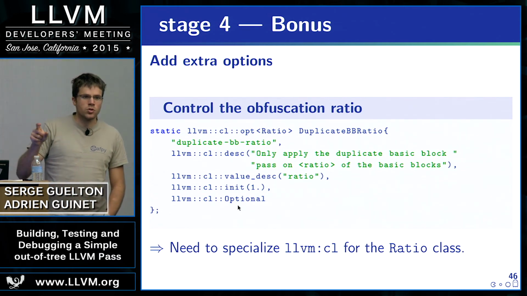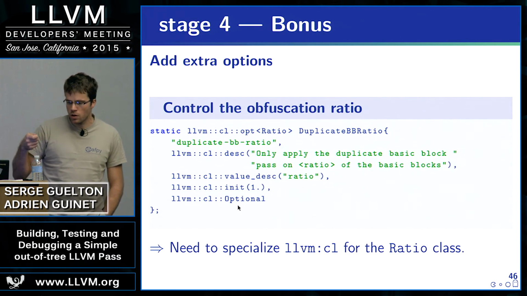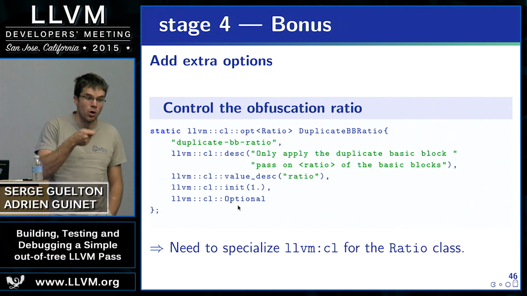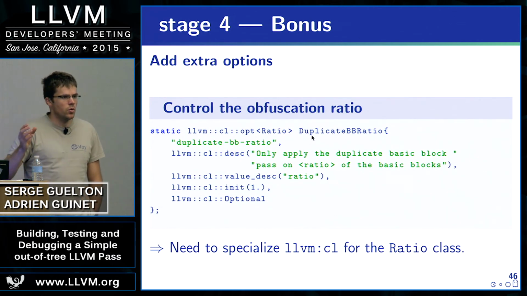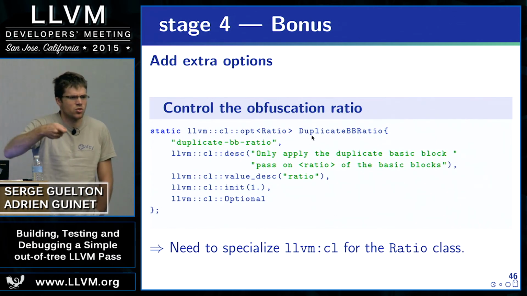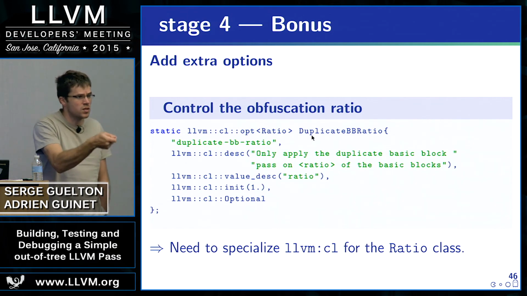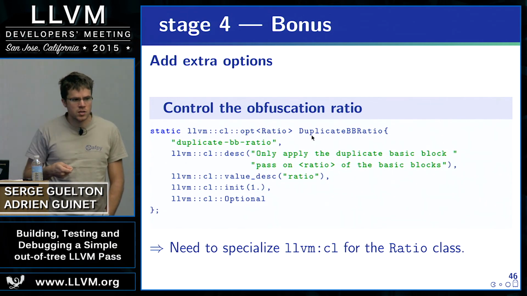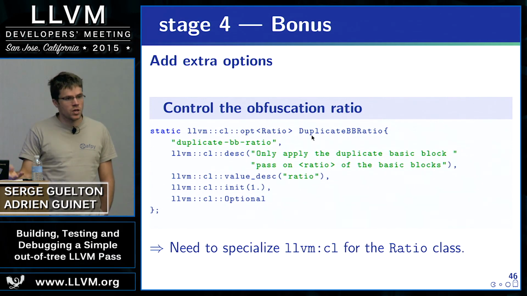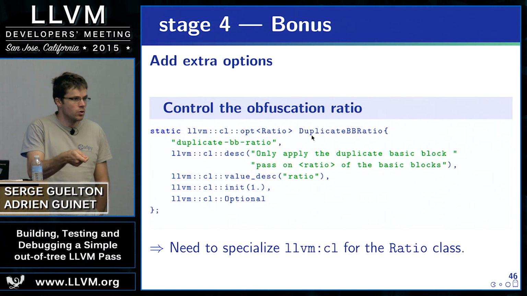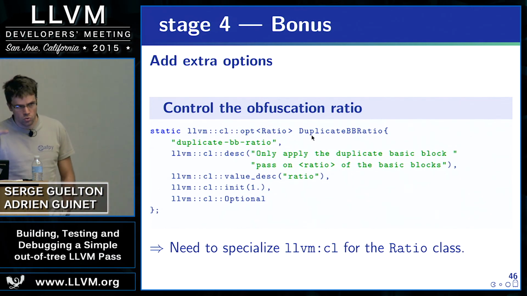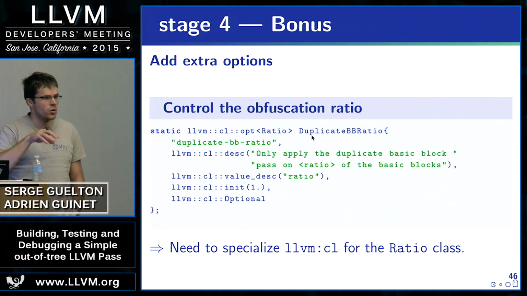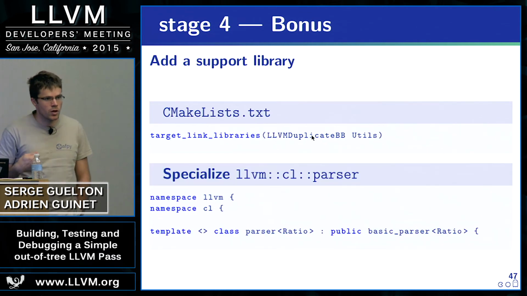But here we also want to add some checks because a ratio is something between 0 and 1. And if we just use a floating point number, we will have to add extra checks, but at the wrong place, maybe in our pass. And so we will duplicate it for each pass that uses the ratio. So what we want to do is to customize the parser for the ratio type, which is just a wrapper around the double. And to do this, because it will be used in different passes, we need a support library. A support library is just a regular archive.